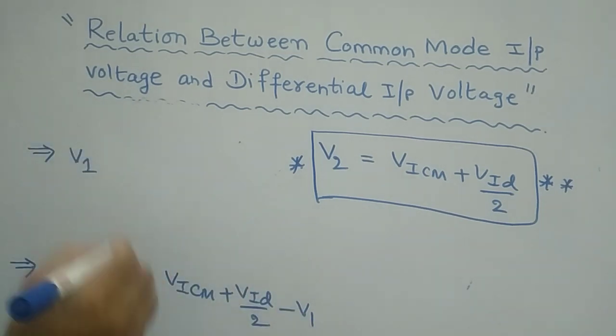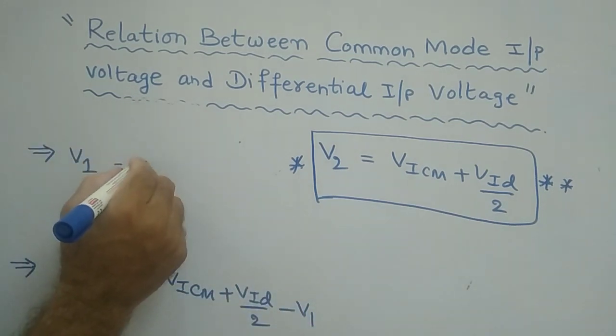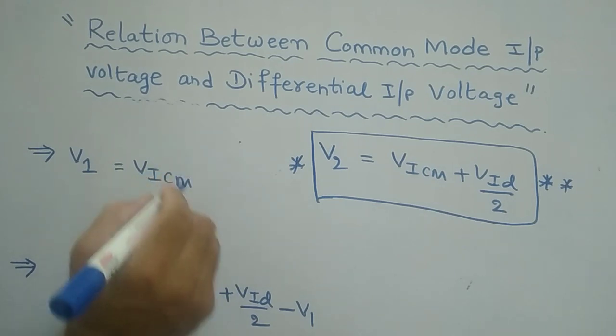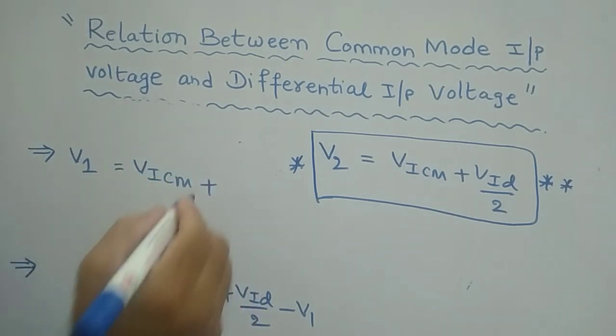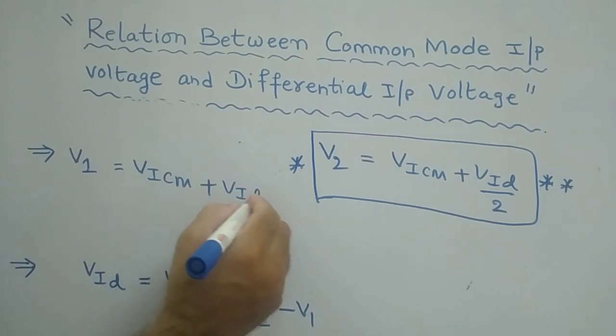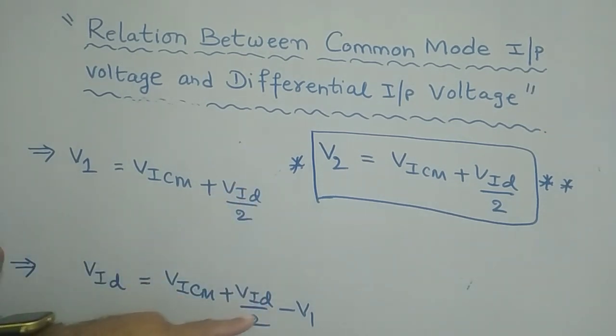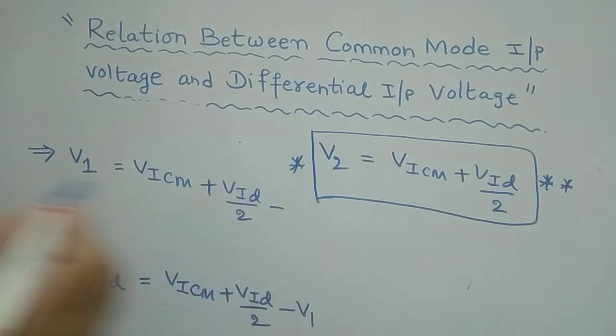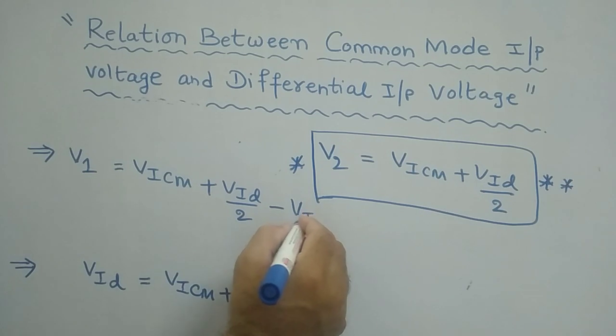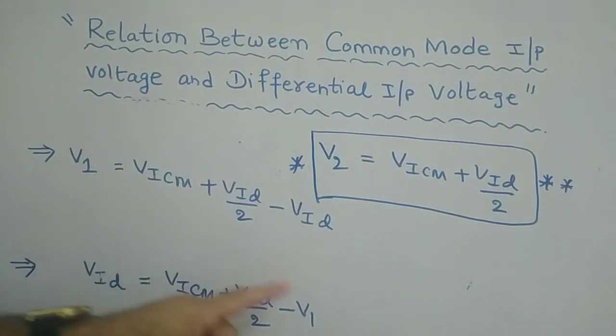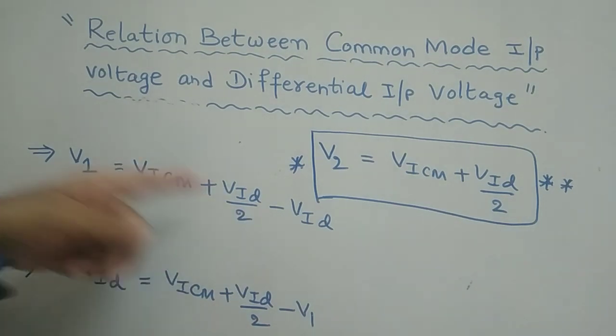Then V1 is equal to, what will you do? You simply take this VID to the right side. Then what will you get? VICM, the common mode input voltage, plus VID by 2, right? Keep that as it is. Minus will be there obviously. In the V1 place you can write VID, because this VID I have to bring to the right side. This V1 I am bringing to the left side.